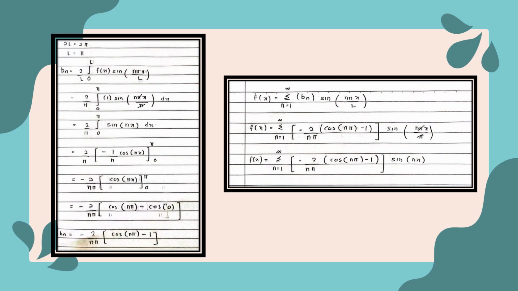To determine the Fourier series of an odd function, firstly we need to know the L of the graph. So L is equal to pi, then we will put the value of pi into the equation of bn, and lastly we will get the value of bn is negative 2 over n pi times cos n pi minus 1. Then we will put the value of bn into the Fourier series equation for an odd function, and we will get negative 2 over n pi, cos n pi minus 1, times sin nx.